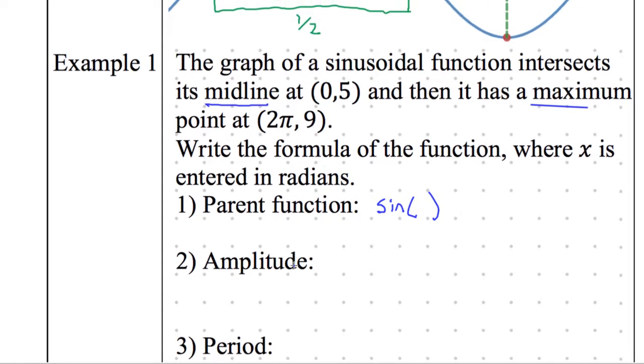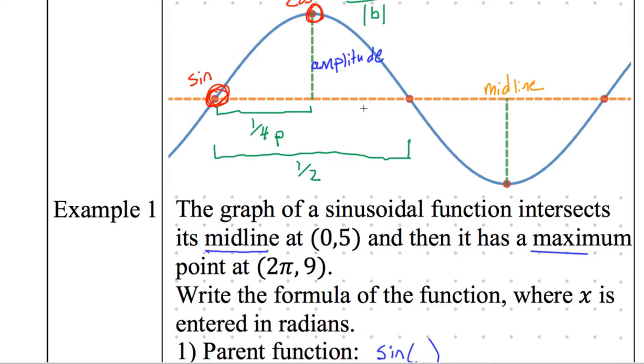All right, amplitude. We have a midline at (0, 5) and a maximum at (2π/9, 9). So the amplitude is how far I go from the midline to the max or from the midline to the min. Here I have a midline and a max, so I need to figure out the y distance, the height distance between those two points. So I'm looking at the y coordinates here. I'm looking at 5 and I'm looking at 9. How far did I travel? And you can say, oh, well, Mr. Sindel, 9 minus 5 is 4. And I say, yes, you are correct.